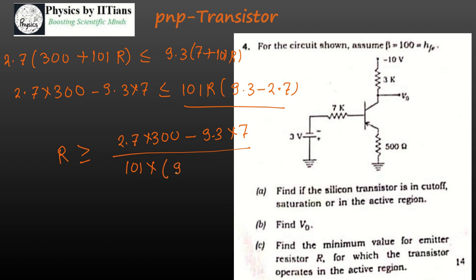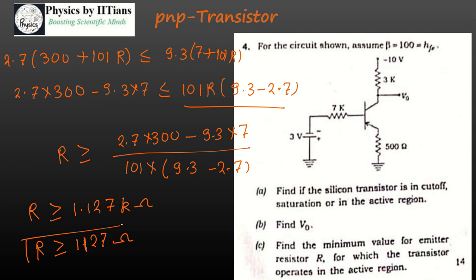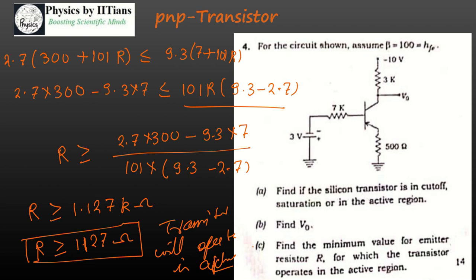Let me write it as it is, that's fine. So if we solve this equation, we will get R should be greater than or equal to 1.127 kilo ohms, or R should be greater than or equal to 1127. There is no point here. So 1127 ohms. So if R is more than this value, the transistor will operate in the active region. So that was the last part of the question.